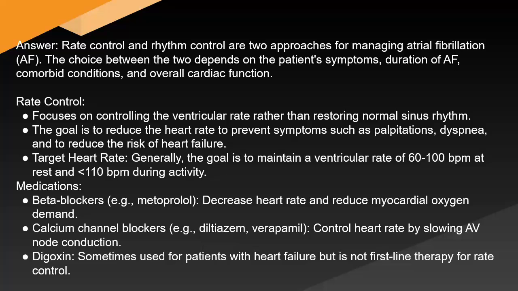of heart failure. Target heart rate: generally the goal is to maintain a ventricular rate of 60-100 bpm at rest and below 110 bpm during activity. Medications: beta blockers, e.g. metoprolol, decrease heart rate and reduce myocardial oxygen demand. Calcium channel blockers, e.g. diltiazem, verapamil, control heart rate by slowing AV node conduction. Digoxin is sometimes used for patients with heart failure but is not first-line therapy for rate control.